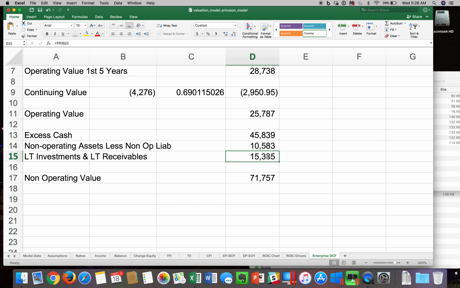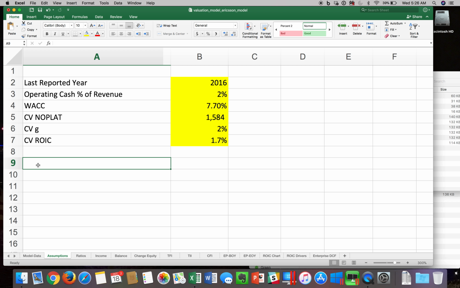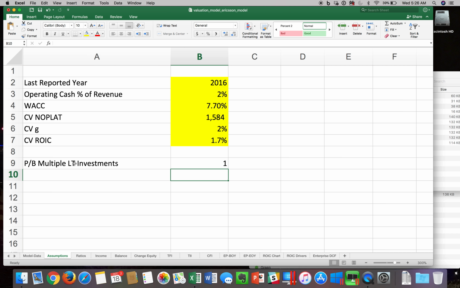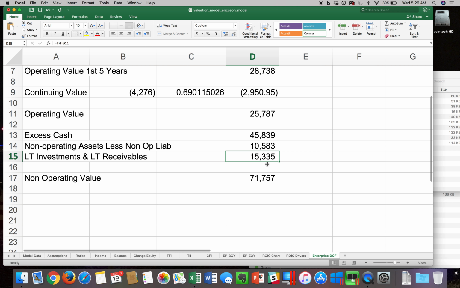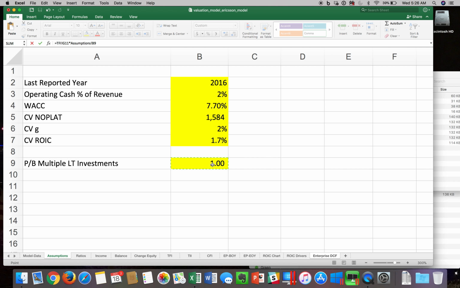So here's what we're going to do. We're going to go to an assumptions, and we're going to put in, I'll keep an extra row here. We're going to call this the price to book multiple for long-term investments. And we're initially going to start it at 1 as a placeholder. And a couple decimal places. I'll make this yellow. And I'm going to go back to my enterprise DCF, and I'm going to take the long-term investments, and I'm going to multiply it by, from the assumptions, this price to book multiple.